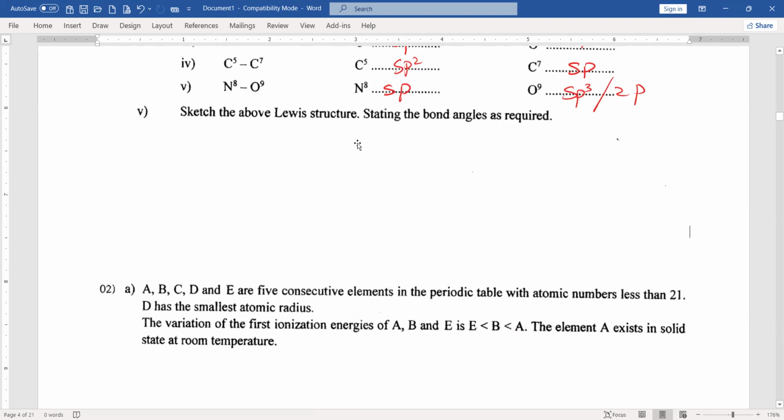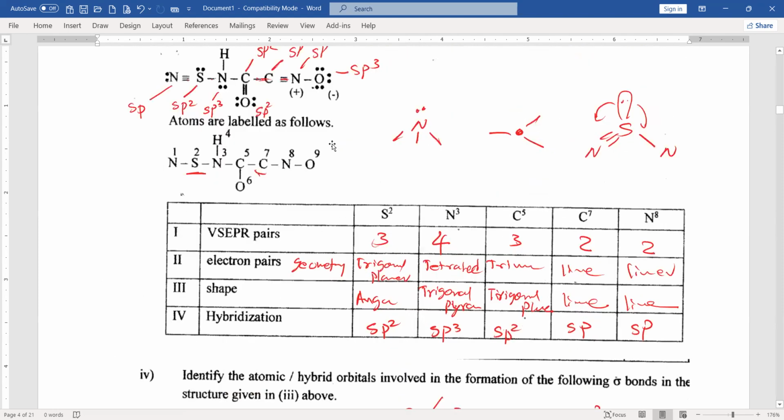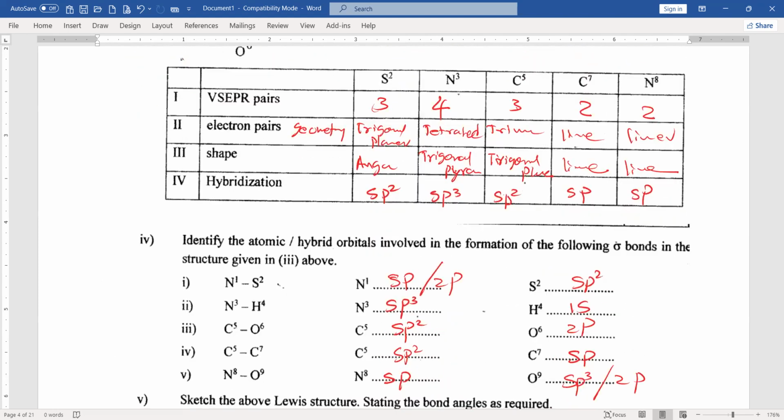Then sketch the above Lewis structure, state the bond angles as required. Yeah, this is the... I will get that structure.